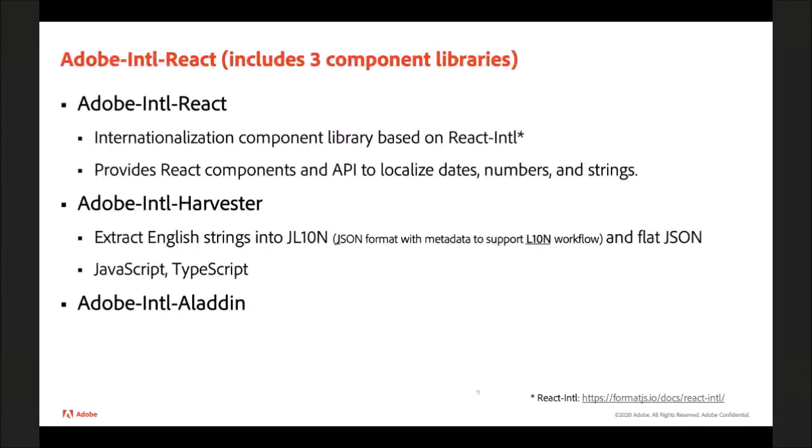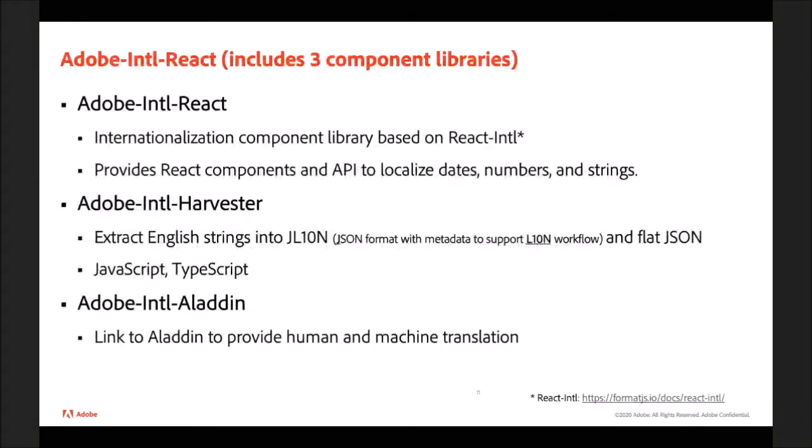The second component library is Adobe Intl Harvester. This component harvests the localizable assets to create a dictionary in a flat JSON format or GLTN format. We call it JL10N format. JL10N format is a JSON format with metadata to support the localization workflow, such as a description for the English string, which provides more context to the translator. Currently, we support both JavaScript and TypeScript with this library.